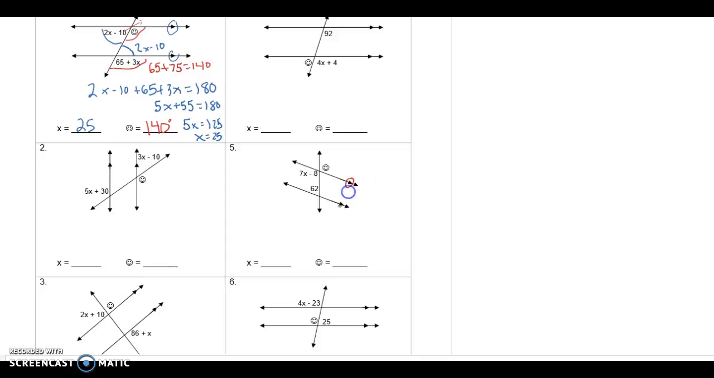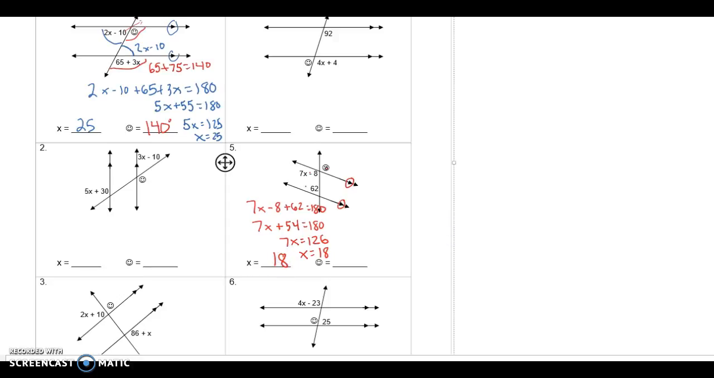Again, parallel lines from that symbol right here. And if I'm looking at this angle and this angle, they are same side interior angles, so I know they have to be supplementary. So I'm going to add them up to 180. And I've got 7x plus 54 equals 180. 7x is 126. So when I solve for x, I'm going to get 18.